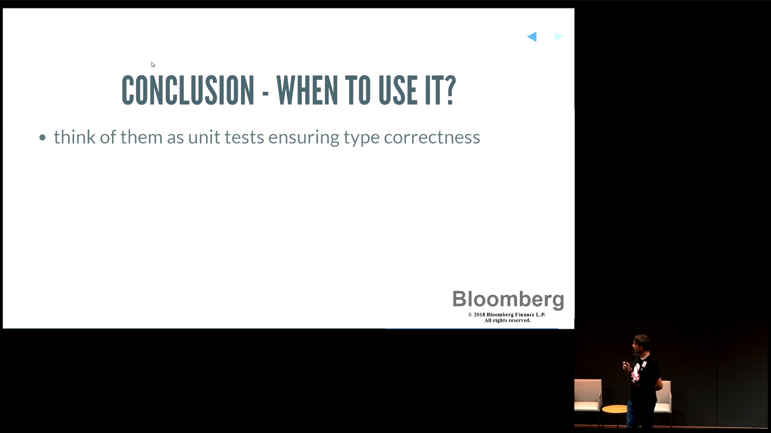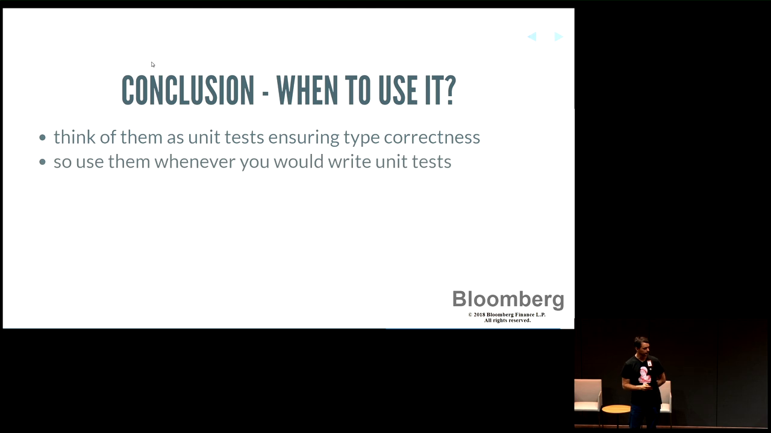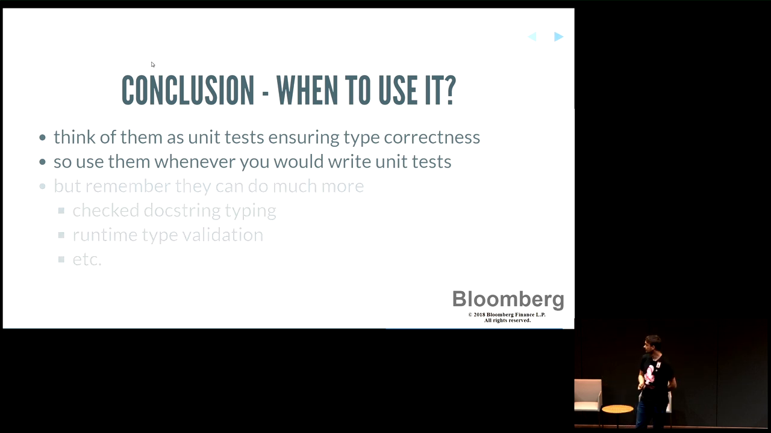Okay, and finally, when do you want to use it? I think you should think of type hints as tests. Whenever you want to write a test, you should also add type hints. Type hints are basically tests where, instead of writing unit tests, you use the linter to check that the contract is met.